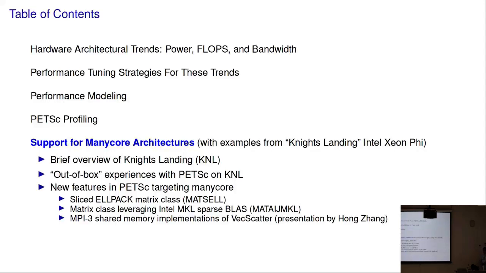There's a sliced ELLPACK matrix class. Also, I've got a matrix class that I added recently that leverages the Intel MKL sparse BLAS. And then I'm going to hand over for Hong to talk about some of the MPI-3 shared memory implementations of VecScatter that she's done.